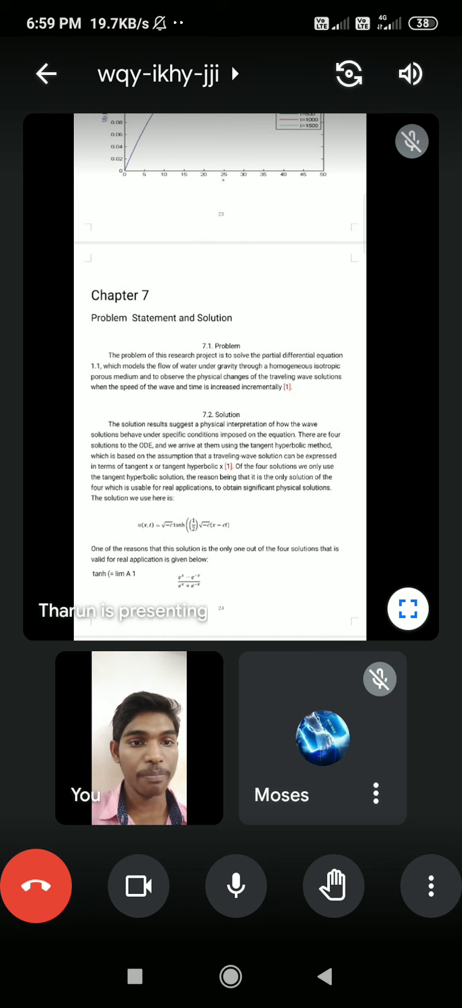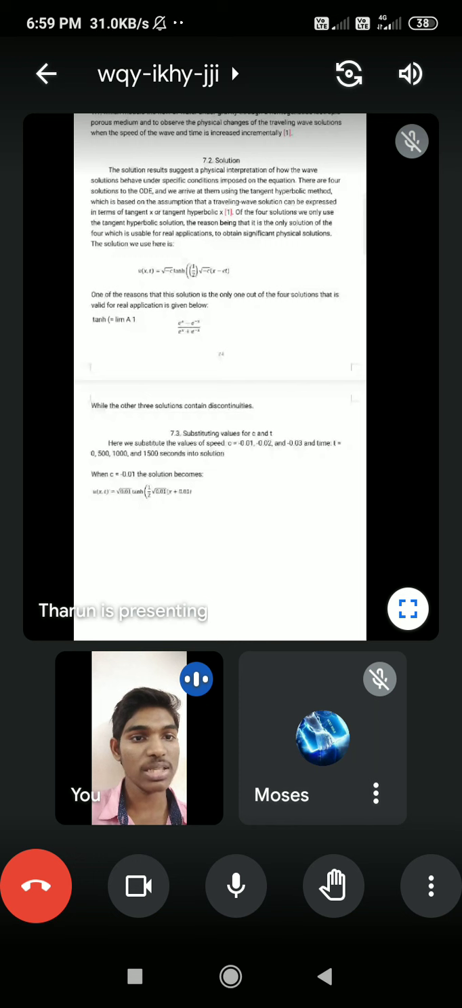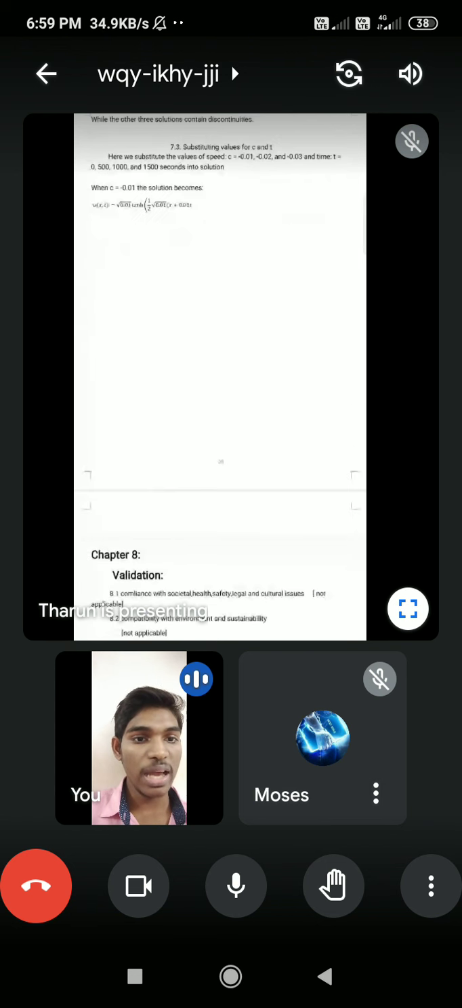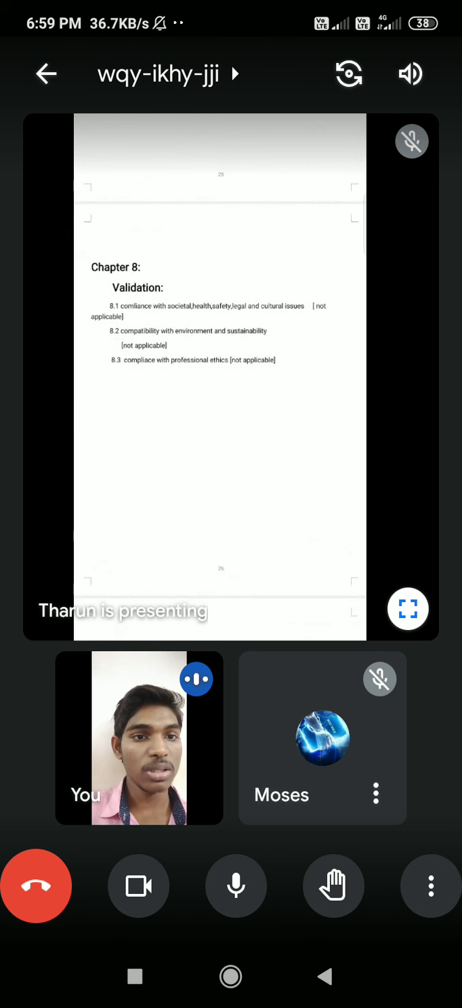One of the reasons that this solution is the only one out of the four solutions that is valid for real applications is given below. The other three solutions contain discontinuities. Compliance with societal, health, safety, legal and cultural issues: not applicable. Compatibility with environment and sustainability: not applicable. Compliance with professional ethics.